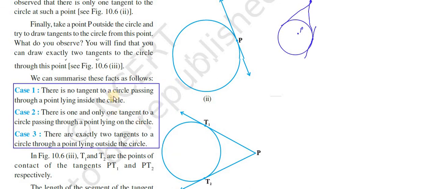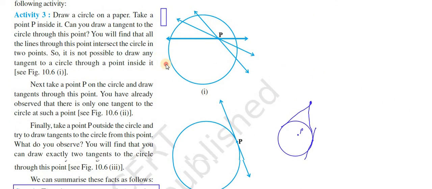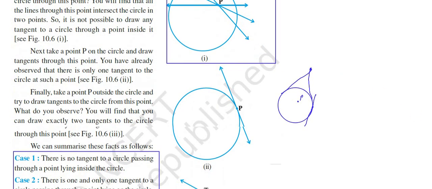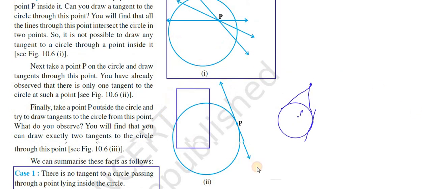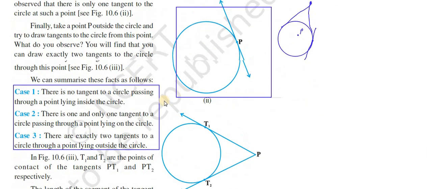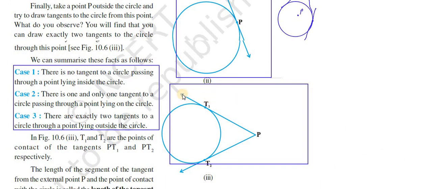Okay, now what to do? Write this case 1, case 2, case 3 only. And also you need to draw these diagrams. After writing case 1, draw this diagram, and after writing case 2, draw this diagram, and after writing case 3, draw this diagram. Okay, I hope all of you understood. Okay, I hope all of you do these problems, and that's how we'll complete the classwork.